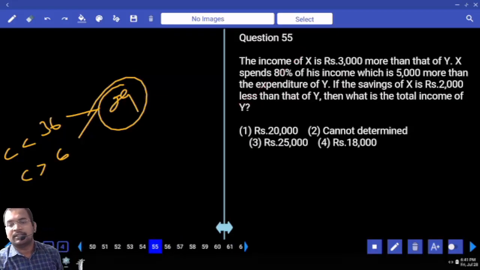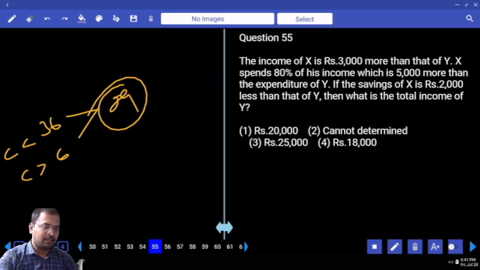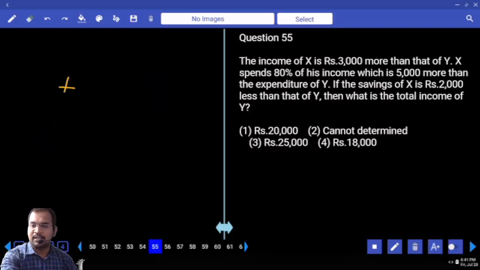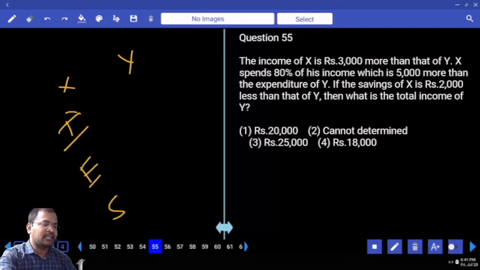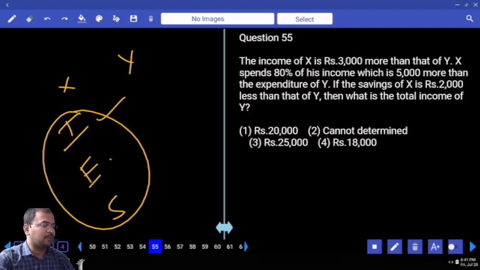Next one: the income of X is 3000 more than that of Y. X spends 80% of income, which is 5000 more than the expenditure of Y. If the saving of X is 2000 less than that of Y, then what is the total income of Y? First of all, how many persons are there here? X and Y. So income, expenditure, saving, and the total is 6 variables.